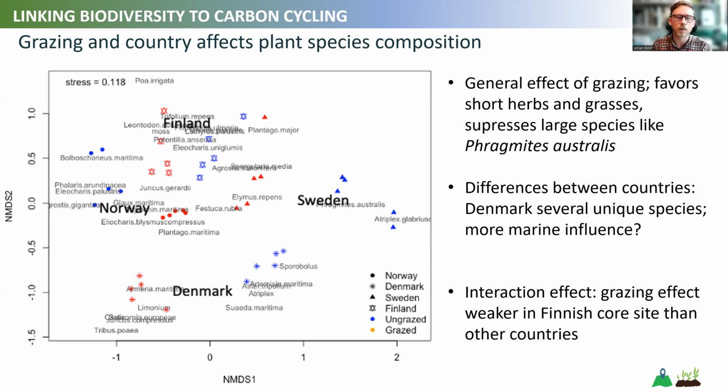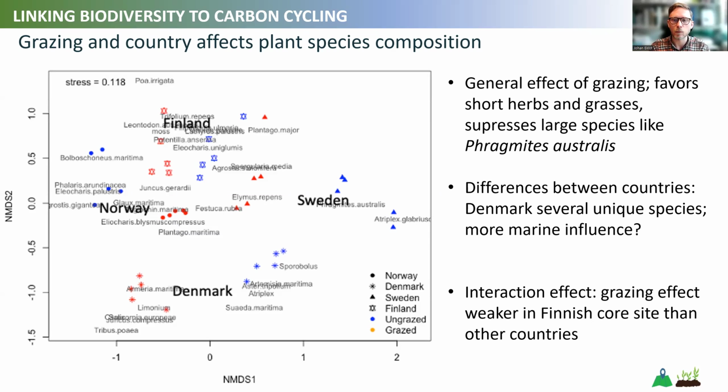Whereas, on the contrary, the absence of grazing strongly favors tall growing grasses, primarily Phragmites. We also see a strong difference between countries that largely follows the salinity gradient that we see along the coast.